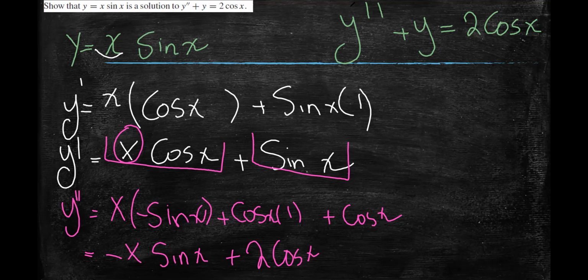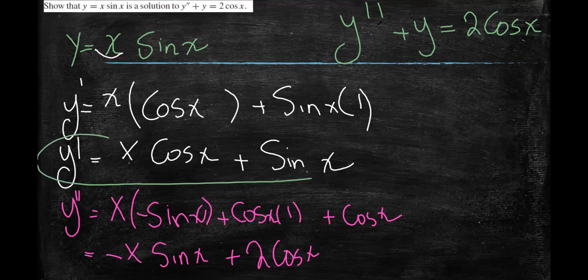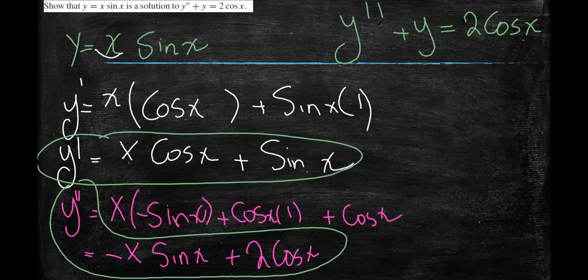Is it clear? Yes, teacher. So now we conclude that y prime equals x cosine x plus sine x, and y double prime is negative x sine x plus 2 cosine x. So now I have y prime and y double prime. Now let's prove this equation. Let's prove that y double prime plus y is equal to 2 cosine x. Let's see.